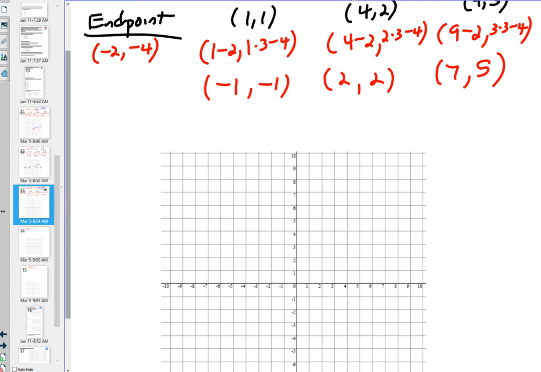All right, so now let's start plotting. Is there any need to change my scale here? Do I have to change any of my axes? No, it looks like every value here should fit in the space allotted. So negative 2, negative 4, negative 1, negative 1, 2, 2, and 7, 5.